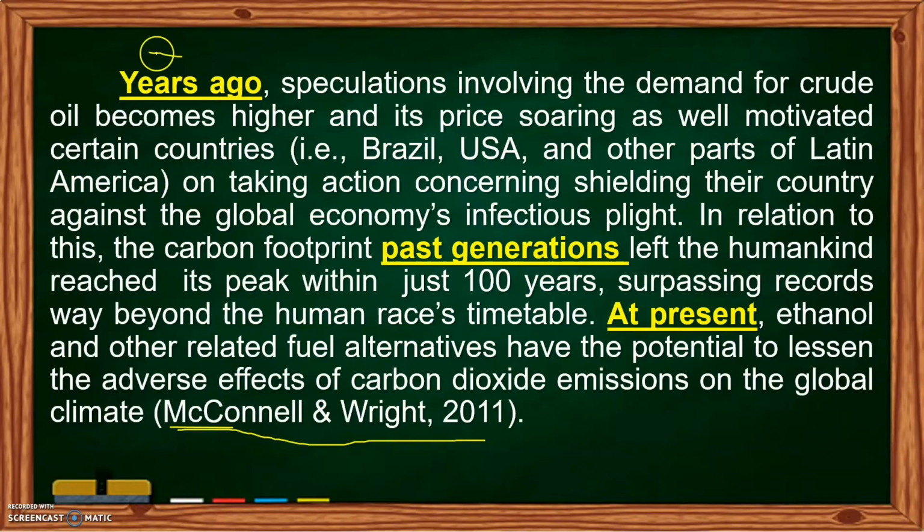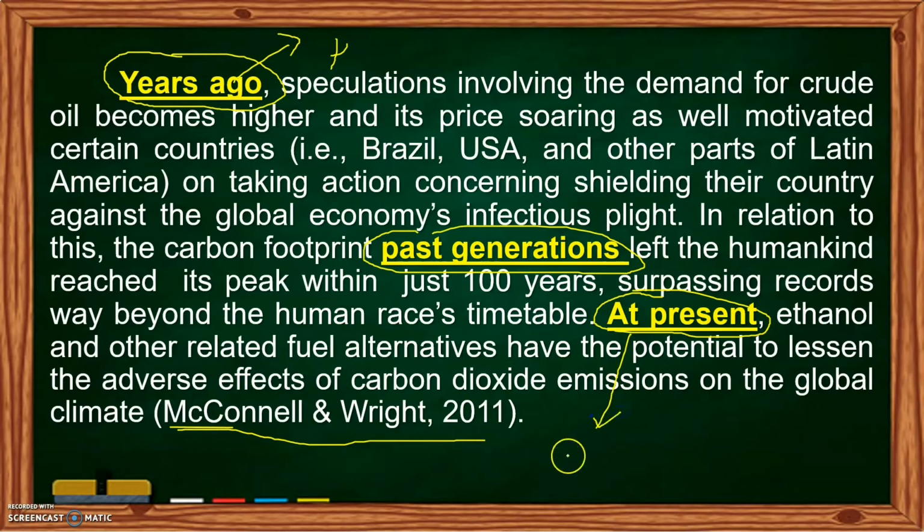And look at the words that are being used in this paragraph. Years ago, it means the past history. We have the past generations, which also includes the past history about petroleum products. And we also have the at present, which stands for the present history of the fuel.